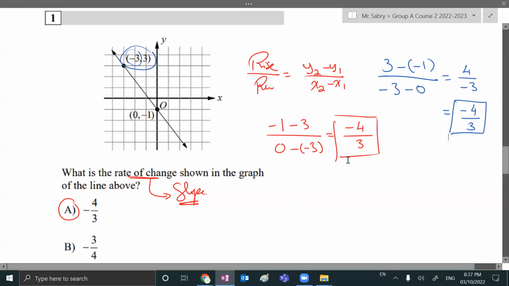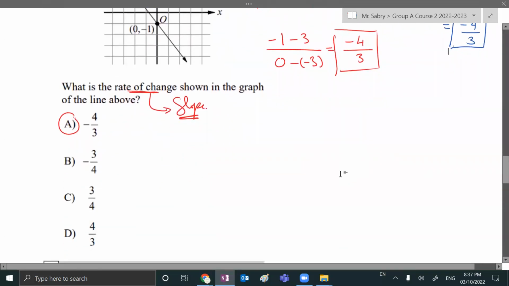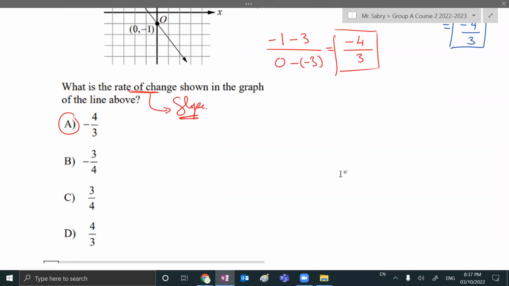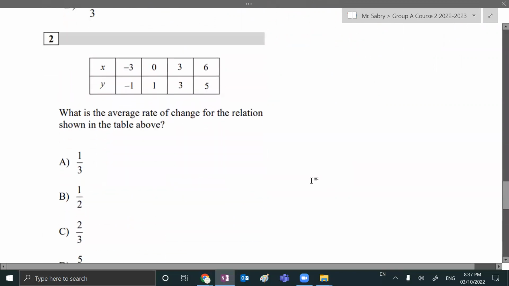Any problems in this one? I think you all got them right. So the second one is still also a right one. You're given a table. So the slope is 3 minus 1, these are the y's, over 3 minus 0, the x's. That would get me 2 over 3. That's it, C, done.